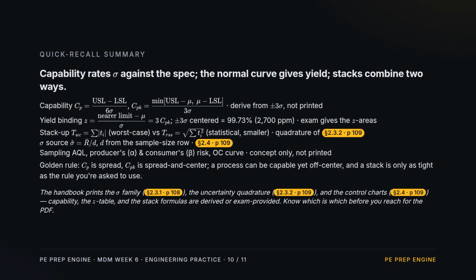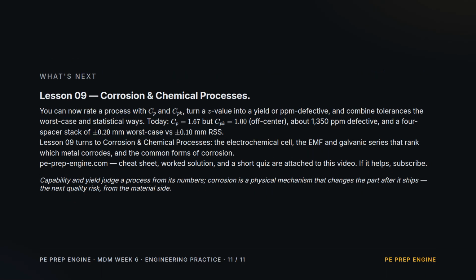Stack up. Worst case adds the tolerances. Statistical roots the sum of squares and is smaller. Estimate sigma as R bar over d2. The golden rule. CP is spread, CPK is spread and center. A process can be capable yet off-center, and a stack is only as tight as the rule you're told to use. Next up, Lesson 9, Corrosion and Chemical Processes.